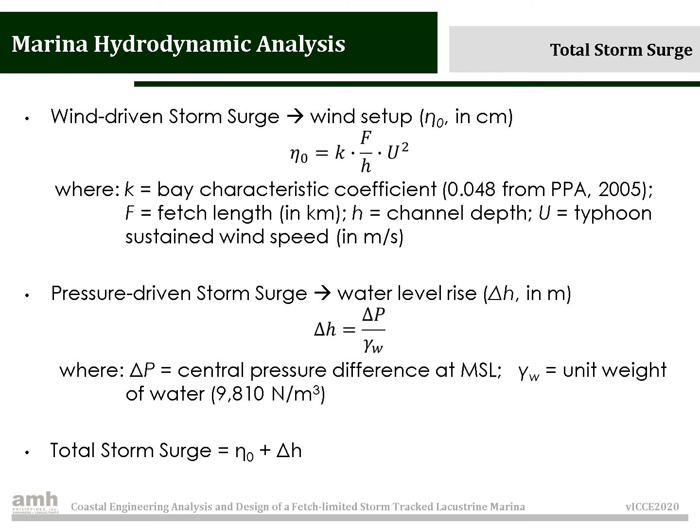Wind setup for wind-driven surge is computed from a bay coefficient of 0.048 from the Philippine Ports Authority Design Manual. F is the fetch length in kilometers, H is the channel depth, and U is typhoon sustained wind speed in meters per second. On the other hand, the pressure-driven surge is represented by water level rise caused by central pressure difference at mean sea level, applied to a mass of water with unit weight given as 9,810 Newtons per cubic meter. So the total storm surge is then computed as a sum of the wind setup and the water level rise.